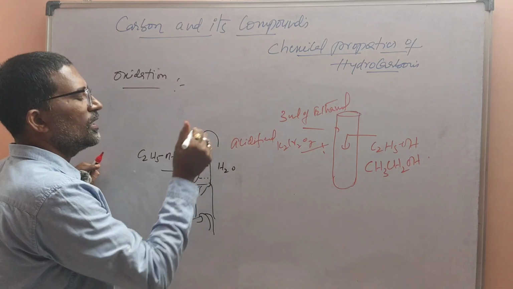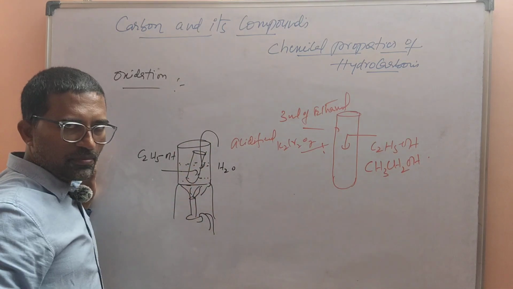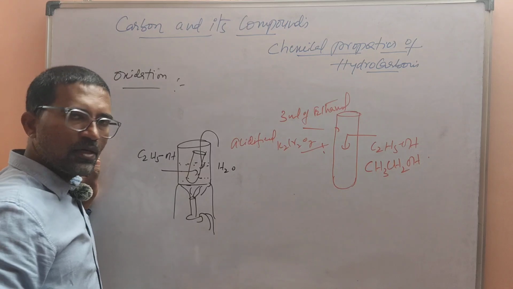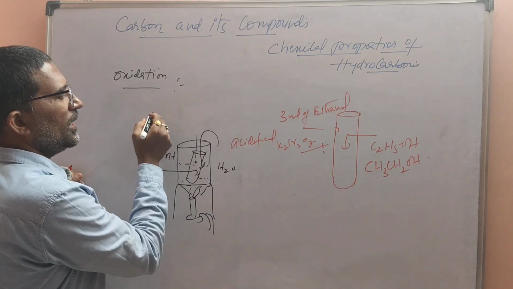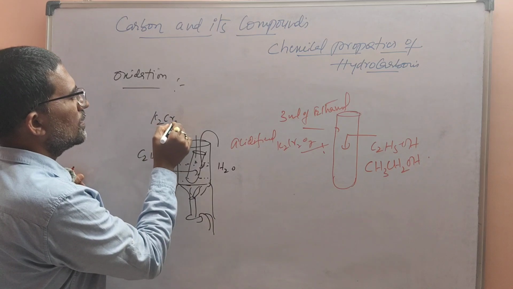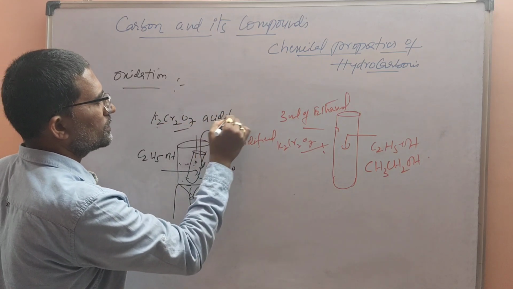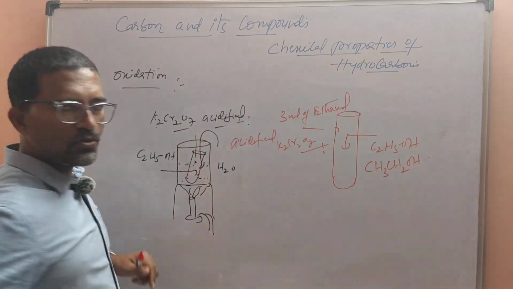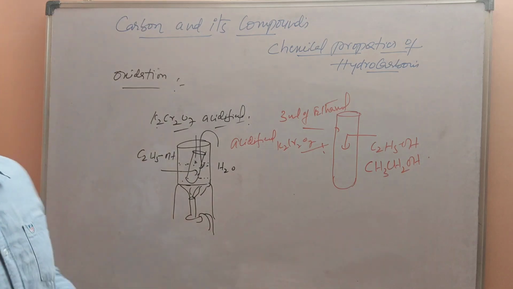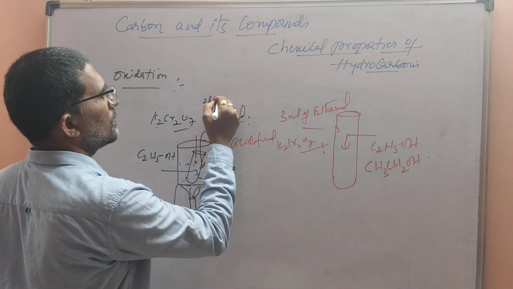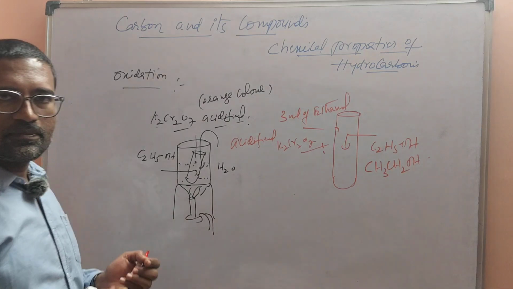Slowly start heating the test tube containing ethanol using a water bath. While you are heating, slowly add small quantities of acidified potassium dichromate, K2Cr2O7. Acidified potassium dichromate has an orange color.